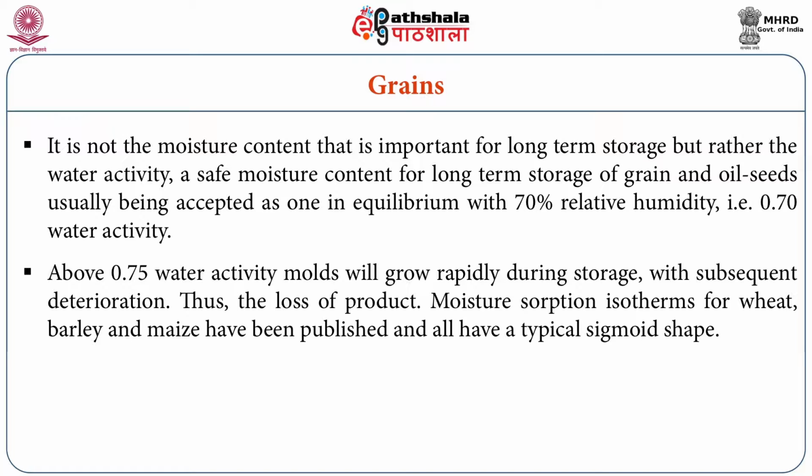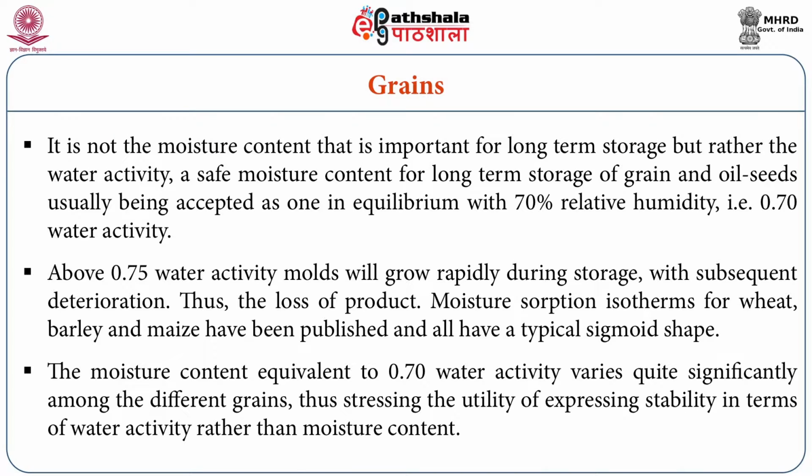Moisture sorption isotherms for wheat, barley, and maize have been published, and all have a typical sigmoid shape. The moisture content equivalent to 0.7 water activity varies quite significantly among the different grains. Thus, it is important to stress the utility of expressing stability in terms of water activity rather than moisture content.